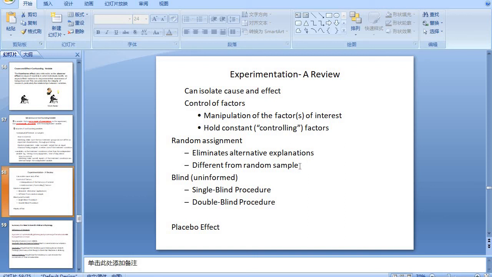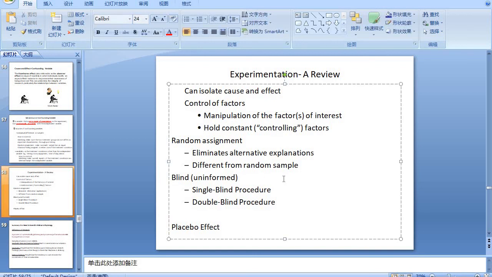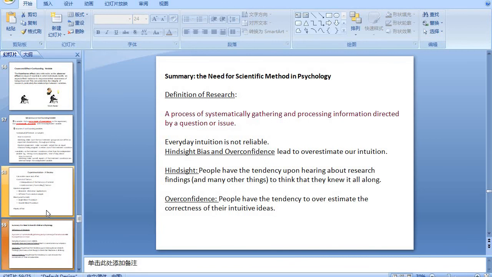Another methodology issue in experimental research is double-blind versus single-blind procedure. And this is associated with the so-called placebo effect. We're going to have more to say on this point.